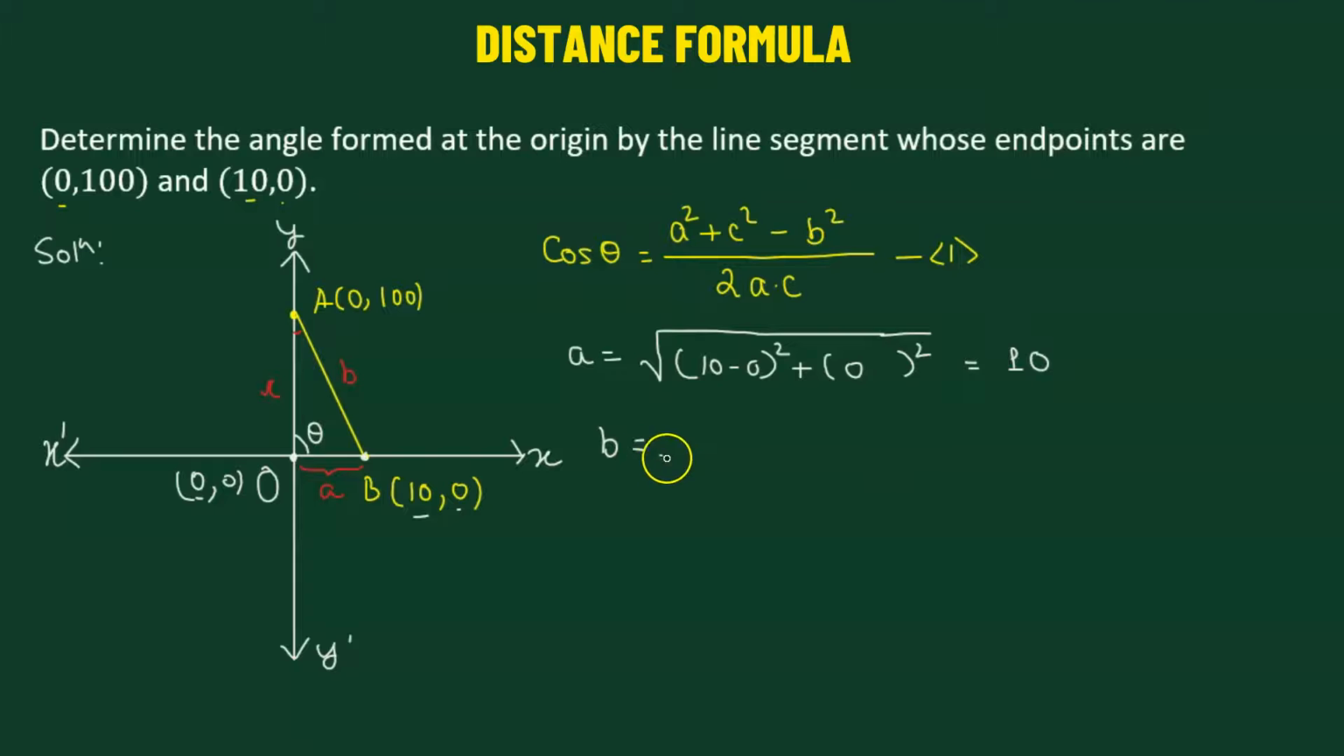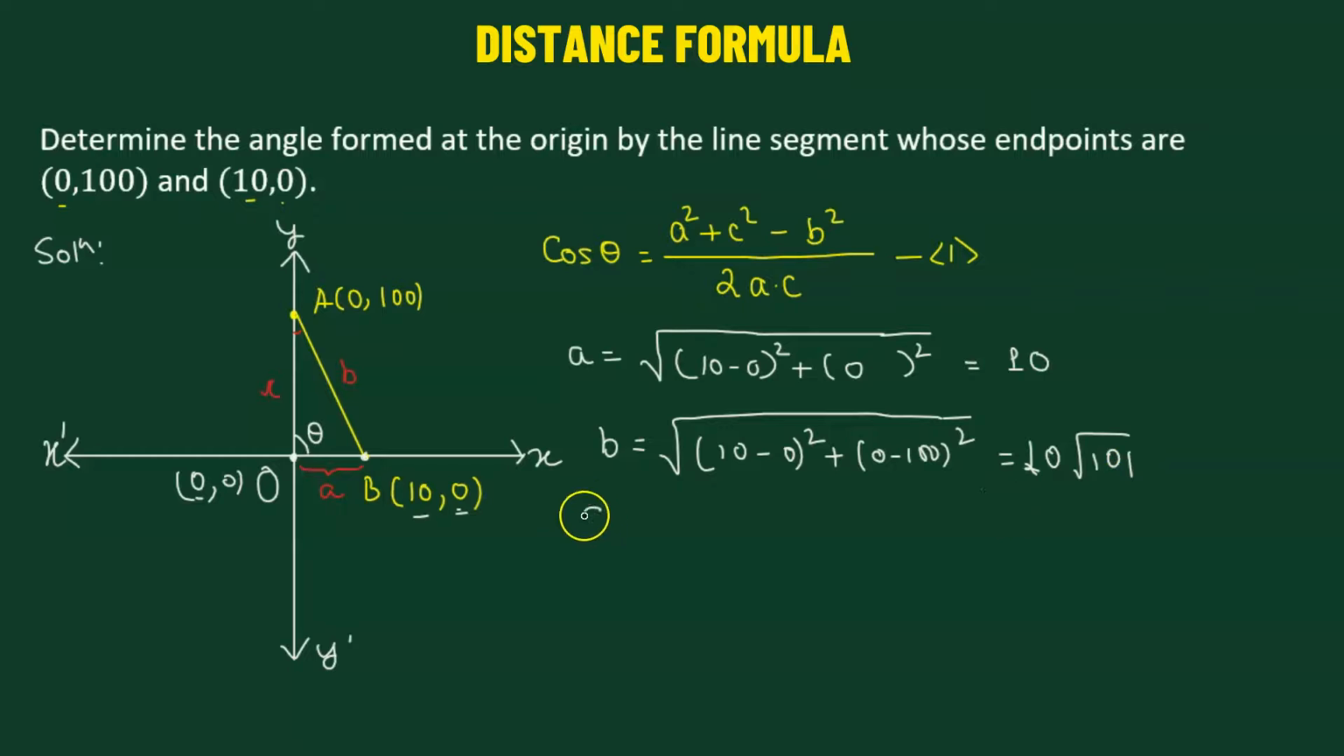So b will be equal to, again using the distance formula, now we need the coordinates of points A and B. So we'll take the difference of the x coordinates. Let's start with the x coordinate of B, so that's 10, and from it subtract the x coordinate of A, so that's 0. 10 minus 0, squared. This will be added to the difference of the y coordinates, squared. So we'll start with the y coordinate of B, so that's 0, and from it we subtract the y coordinate of A, so that's 100. So this is going to correspond to a value 10 times the square root of 101.